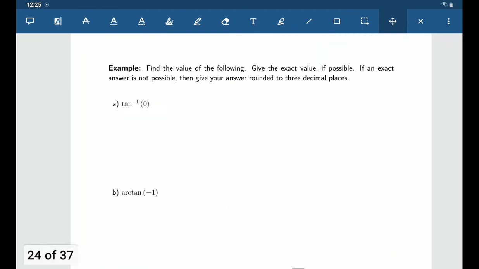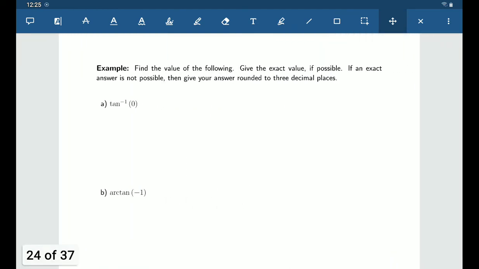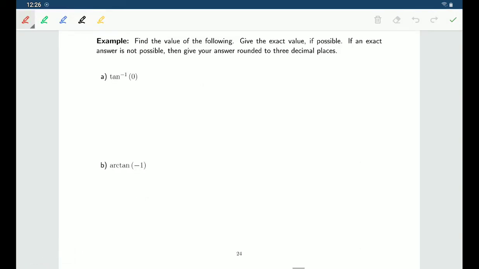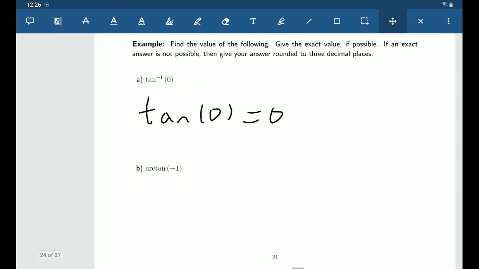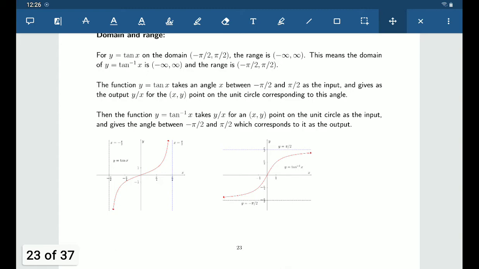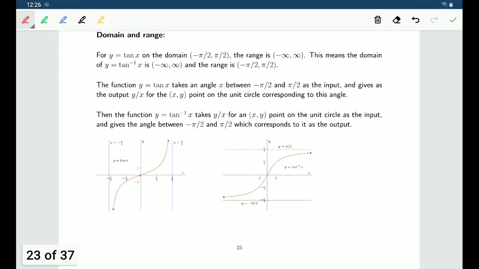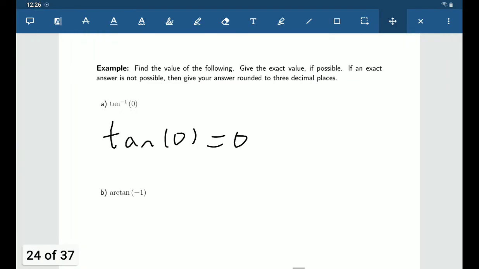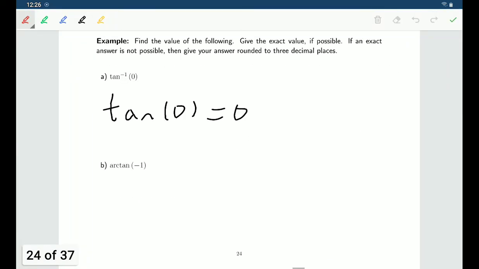All right, let's do some evaluating. Some of this we can remember from our graphs. If we're thinking about the graph of tangent, we should remember that tangent of 0 is equal to 0, and that's because if we're looking back at our graph of tangent, when x is 0, y is 0, or in other words, the point that we have at the origin. So since tangent of 0 is 0, that means tangent inverse of 0 is also 0, switching our inputs and our outputs.